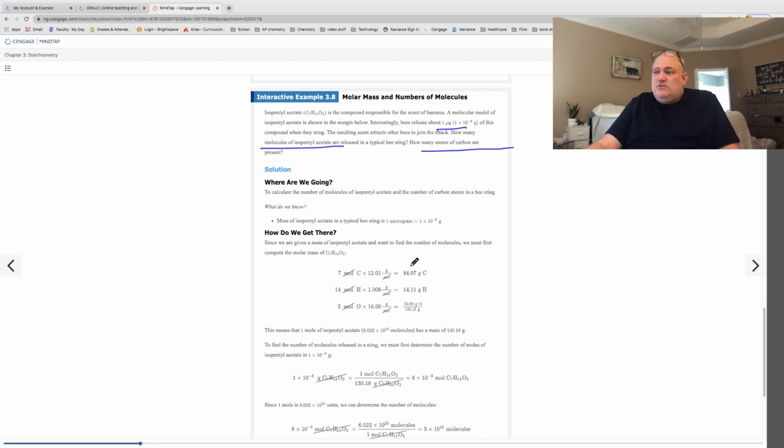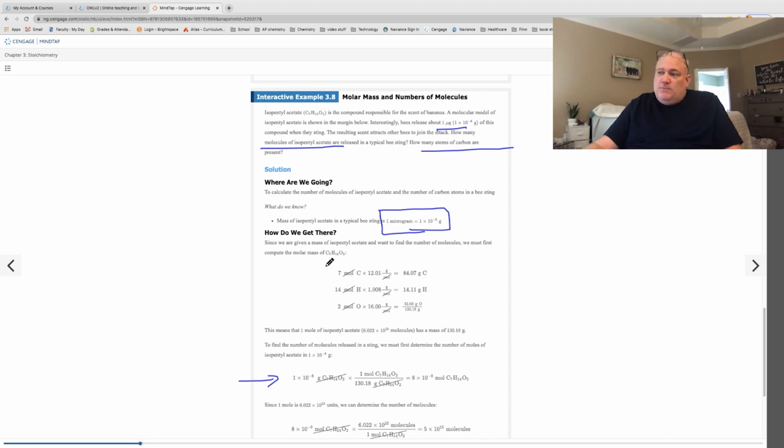So there's 2 separate things here, and they tell you that the mass of isopentyl acetate, which by the way, that's kind of cool to know, is 1.0 times 10 to the negative 6 grams in 1 microgram. They've done that conversion for you. And why is that a big deal? Well, if you start off in your problem down below here, do you see you start off with your 1 times 10 to the negative 6 grams of this isopentyl acetate?